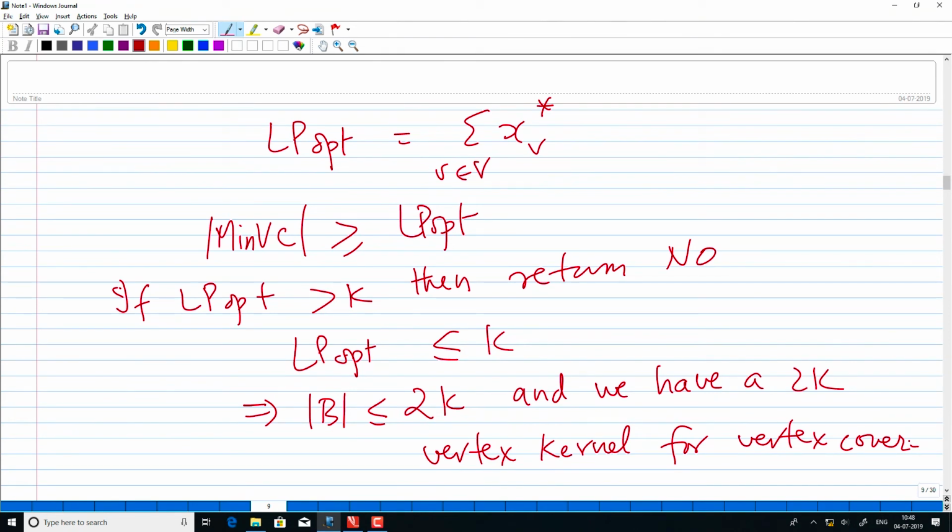Okay. So we started with some simple rules and we used the degree more than k rule to get a graph on k squared vertices. Then we used the crown rule to get a graph on 3k vertices, but then we observed that actually the LP solution gives you another way to find another crown using which you can get a 2k-sized kernel. Okay? So currently this is more or less the best kernel for vertex cover.